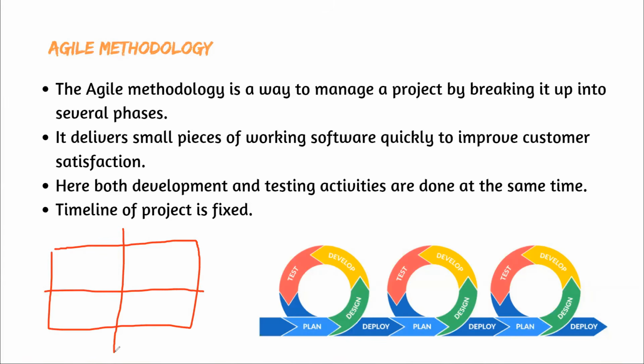In the waterfall model, what happened? After completing all 4 services only, I'll send it to the testing team. Correct or not, sir? But here I won't do it. First of all, I'll implement one service in the first week, and in that week I'll send it to the testing team immediately.